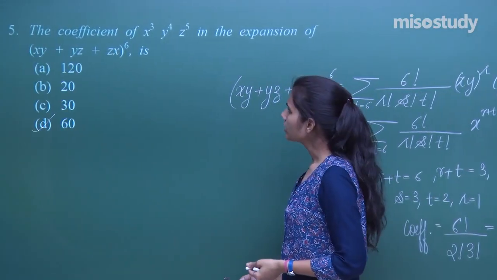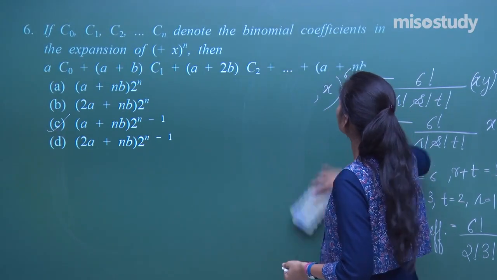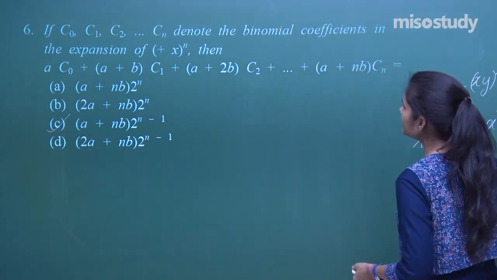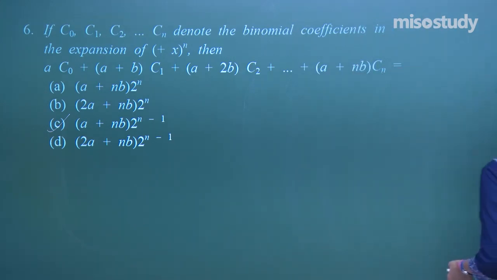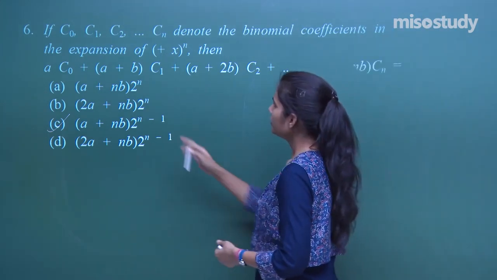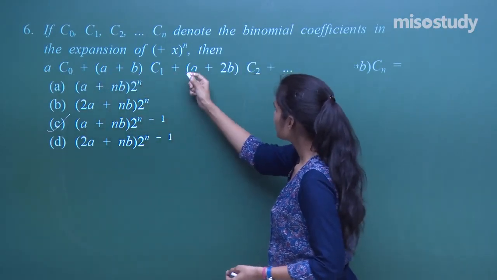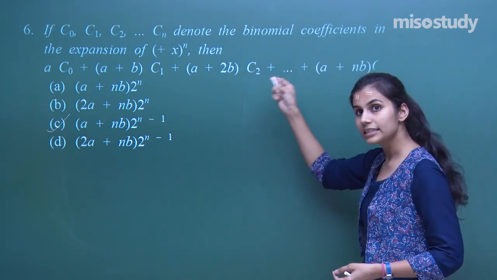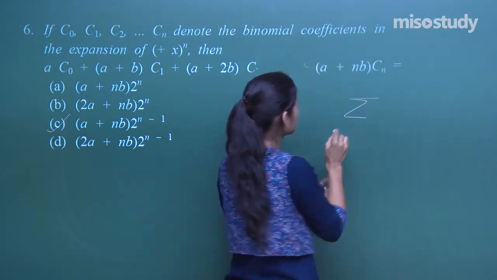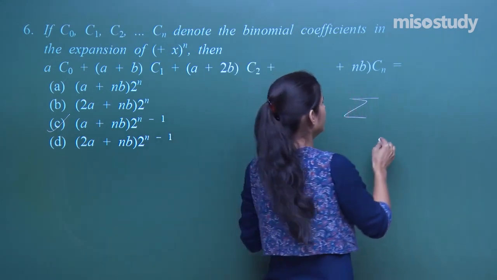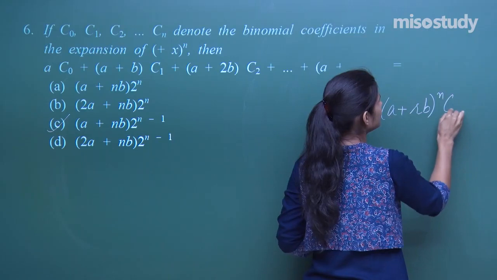Next question says, let's see. If C0, C1, C2 up till Cn are denoting the binomial coefficients in this expansion, then what is this expansion of? Let's see. So here I can see this is AC0 plus (A plus B)C1 plus (A plus 2B)C2 plus (A plus 3B)C3. So in short I can write this as, you can see over here it's already there, you can write it as (A plus rB) nCr.